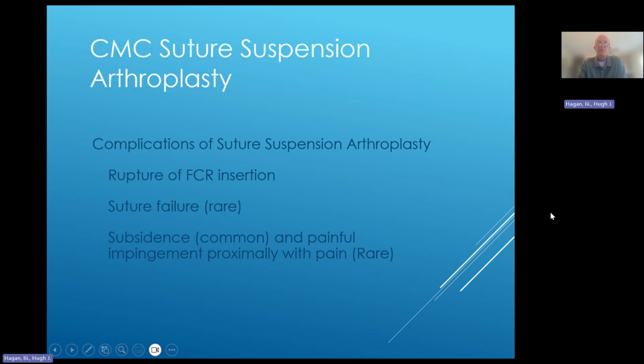The complications here would be rupture of the FCR insertion, and you can avoid that by not strangulating the tendon when you're putting your subarticular suture in. Subsidence also somewhat common, but once again, painful impingement is rare, but round off the metacarpal.